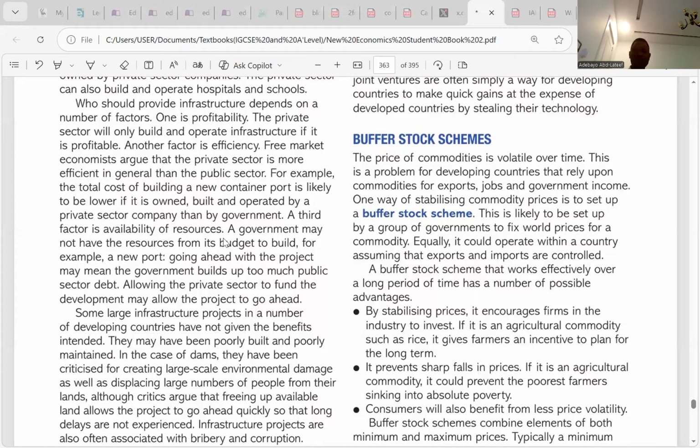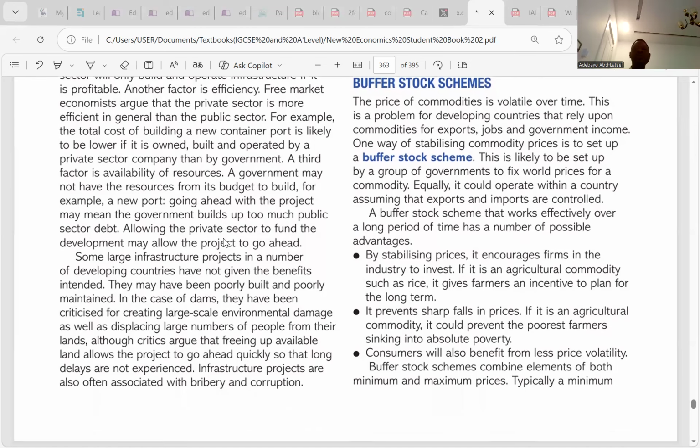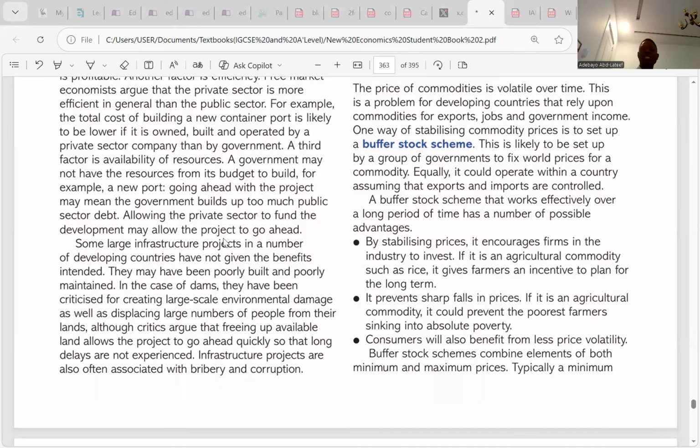So this is likely to be set up by a group of governments to fix world prices for a commodity. Equally, it could operate within a country, assuming that exports and imports are controlled. A buffer stock scheme that works effectively over a long period of time has a number of possible advantages.